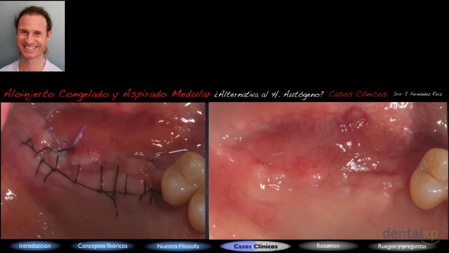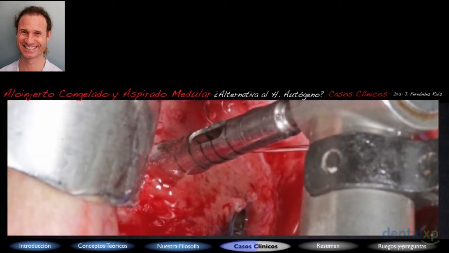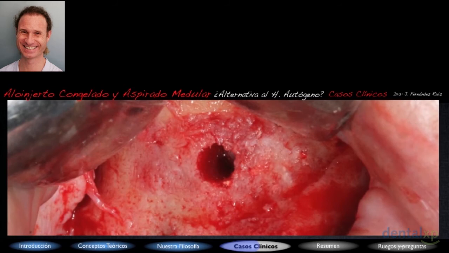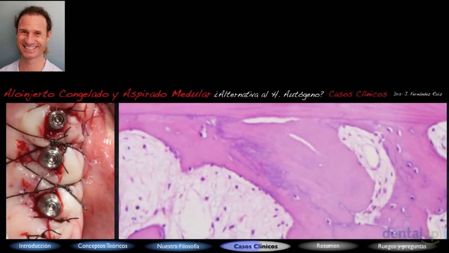I did some biopsy. And this is the area where we're going to place the implants. And I took advantage and did a biopsy. And what we can see on the histology is that we have osteocytes present and rests of allograft that have not been yet resorbed. But they're in the process of resorption and new bone formation.